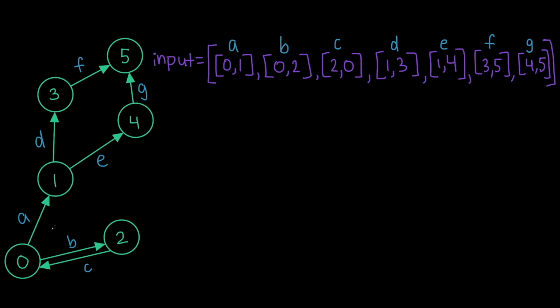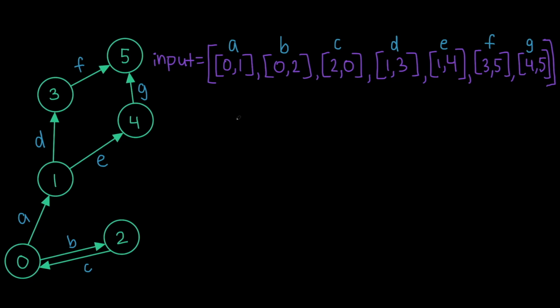I did want to include an example here to show you that it is possible to have a two-way street with a directed graph. The only difference is that it is now represented by two edges. Edge B is telling us that we can go from node 0 to node 2, and edge C is telling us that we can go from node 2 to node 0. So we can have two-way streets, but you need two edges to represent them.